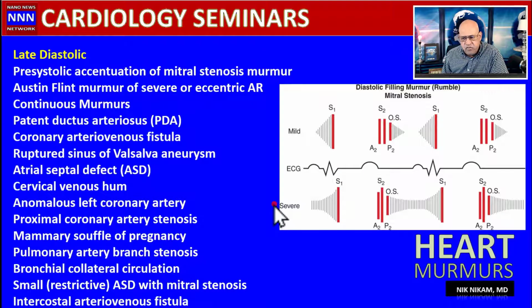Now let's look at late diastolic murmurs. Here we have the patient with the diastolic phase. We have the second heart sound, opening snap, followed by mid-diastolic rumble and pre-systolic accentuation. That is in a patient with significant or critical mitral stenosis. So late diastolic murmurs can be heard in patients with mitral stenosis. It is also heard as Austin-Flint murmur of severe or eccentric aortic regurgitation, patent ductus arteriosus, coronary AV fistula, and a whole host of these conditions, atrial septal defect, anomalous left coronary artery, proximal coronary artery stenosis, a whole bunch of conditions. You can just look through this, but they cause late diastolic murmur.